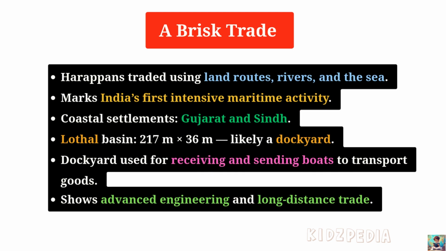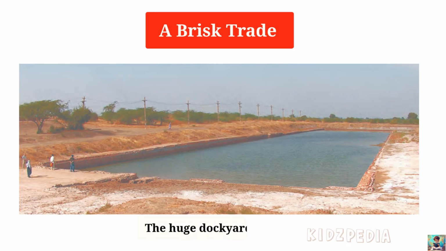So, the Harappans were active traders and they used land, rivers and the sea to move goods. This was India's first major maritime activity. Many Harappan settlements were along the coast of Gujarat and Sindh. Lothal, a small city in Gujarat, had a huge basin measuring 217 meters long and 36 meters wide. That is slightly longer than 2 football fields. This basin was probably a dockyard used to receive and send boats, helping transport goods to faraway places.